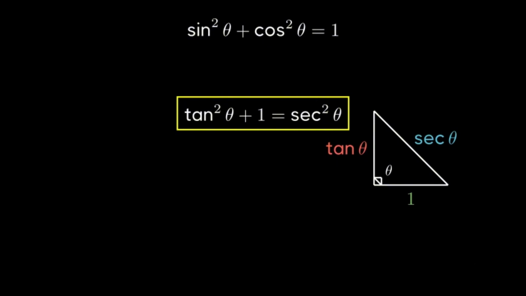This relationship holds for any angle theta where these functions are defined, and it gives us a powerful tool for simplifying trigonometric expressions. This identity is particularly useful when working with problems involving tangent and secant functions. It allows us to convert between these functions and helps simplify complex trigonometric expressions in calculus, physics, and engineering applications.